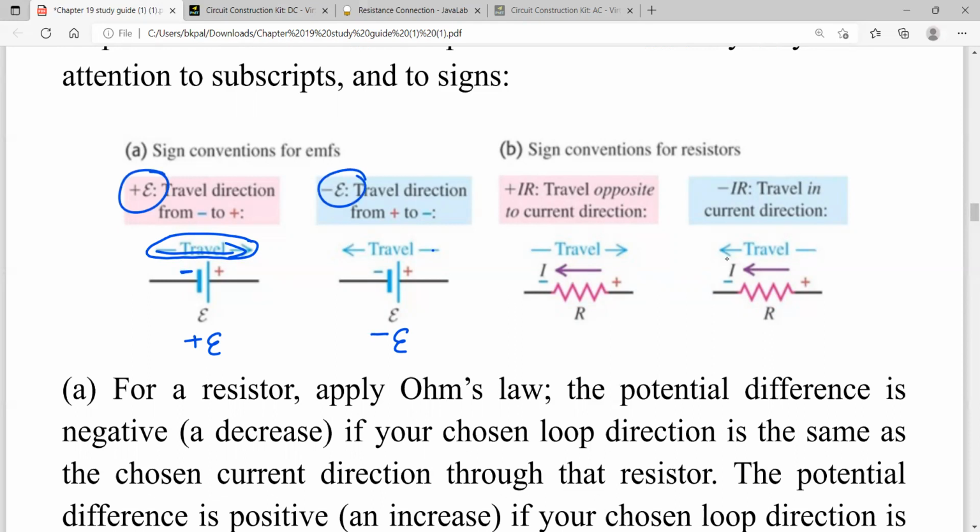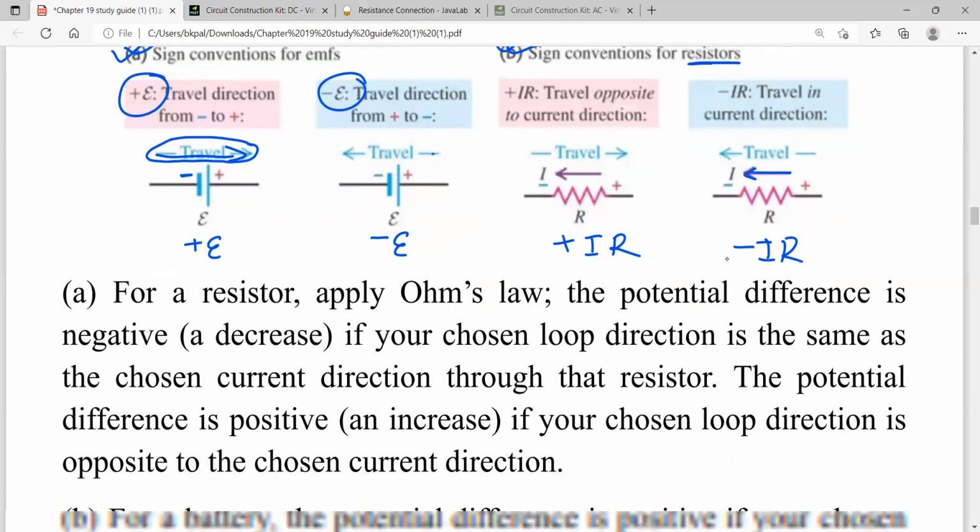How about the resistor? For the resistor, it is opposite. If I walk against the direction of the current, then I have to use a positive sign. If I follow the same direction as the current, then I have to use a negative sign. So you see that the battery and the resistor are different. Make sure you understand this, and once you understand this, it's easy to write an equation.